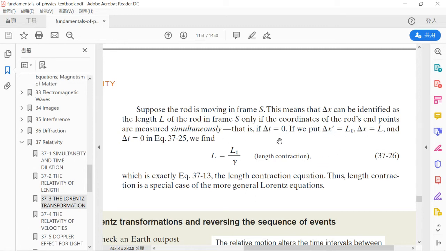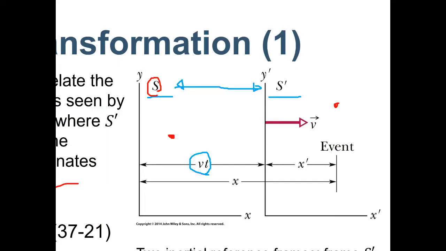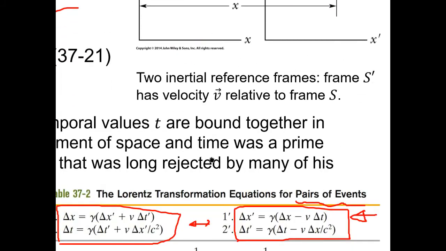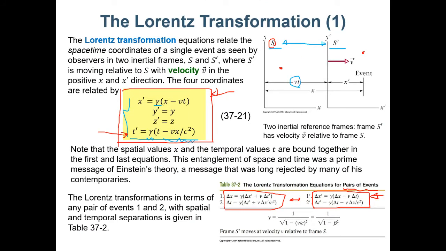And in this case, if we put delta t equals to zero, delta x prime equals to L zero, and delta x equals to L, then we'll have the length contraction formula. Which means that the Lorentz transformation really implies the time dilation and length contraction, and actually this is a more general case for that.